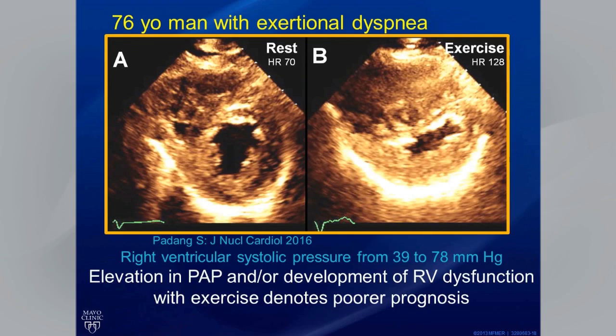This shows an example of a patient with significant exertional dyspnea. Now, most cases aren't this obvious, but you can see here that the right ventricle has dilated with the stress of exercise and the septum has become D-shaped and flattened. This was associated with an increase in right ventricular systolic pressure from 39 to 78 millimeters mercury, and indeed an elevation in pulmonary artery pressure or development of right ventricular dysfunction with exercise has been associated with a poor prognosis.